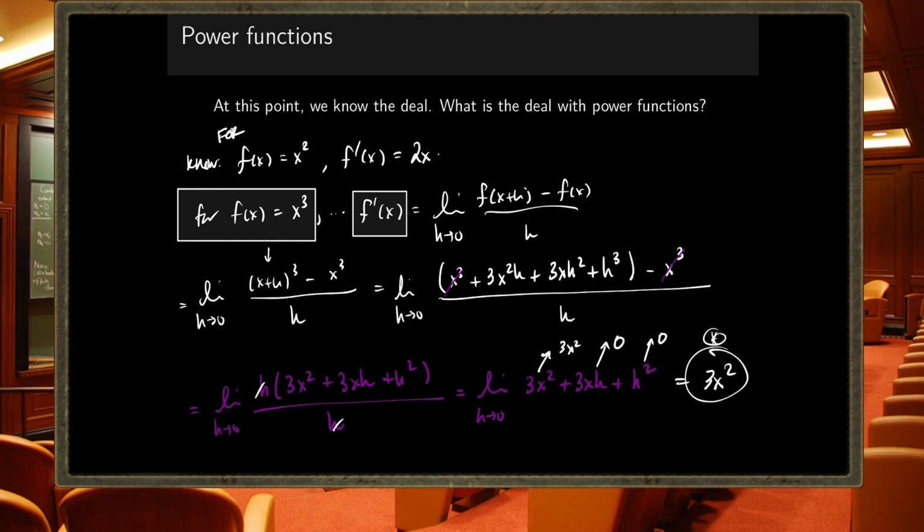So what is the deal with power functions? Well, we can generalize this. We can say for f of x equals x to the nth power, we know that x squared becomes 2x, if this is f and f prime. We know x cubed becomes 3x squared. So how about x to the 4th?